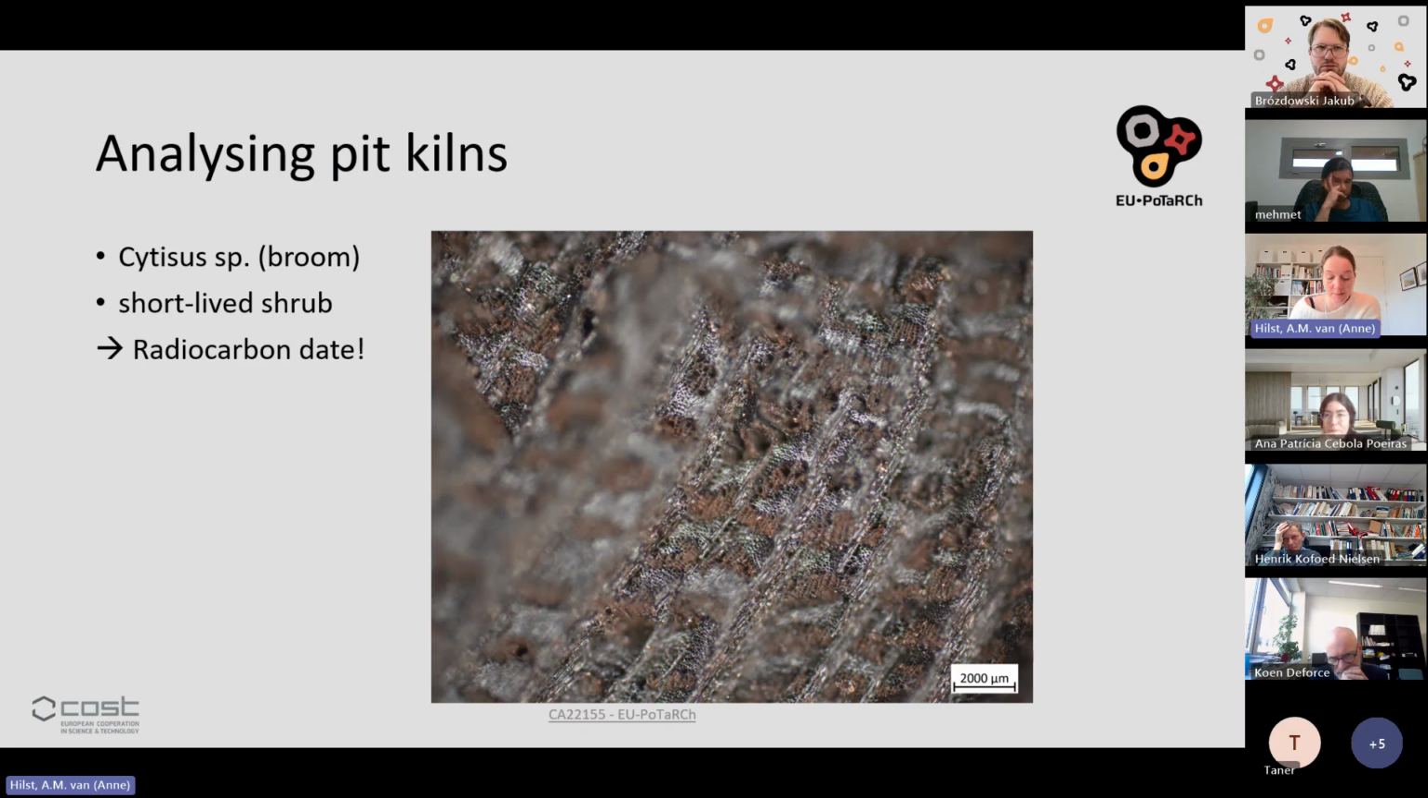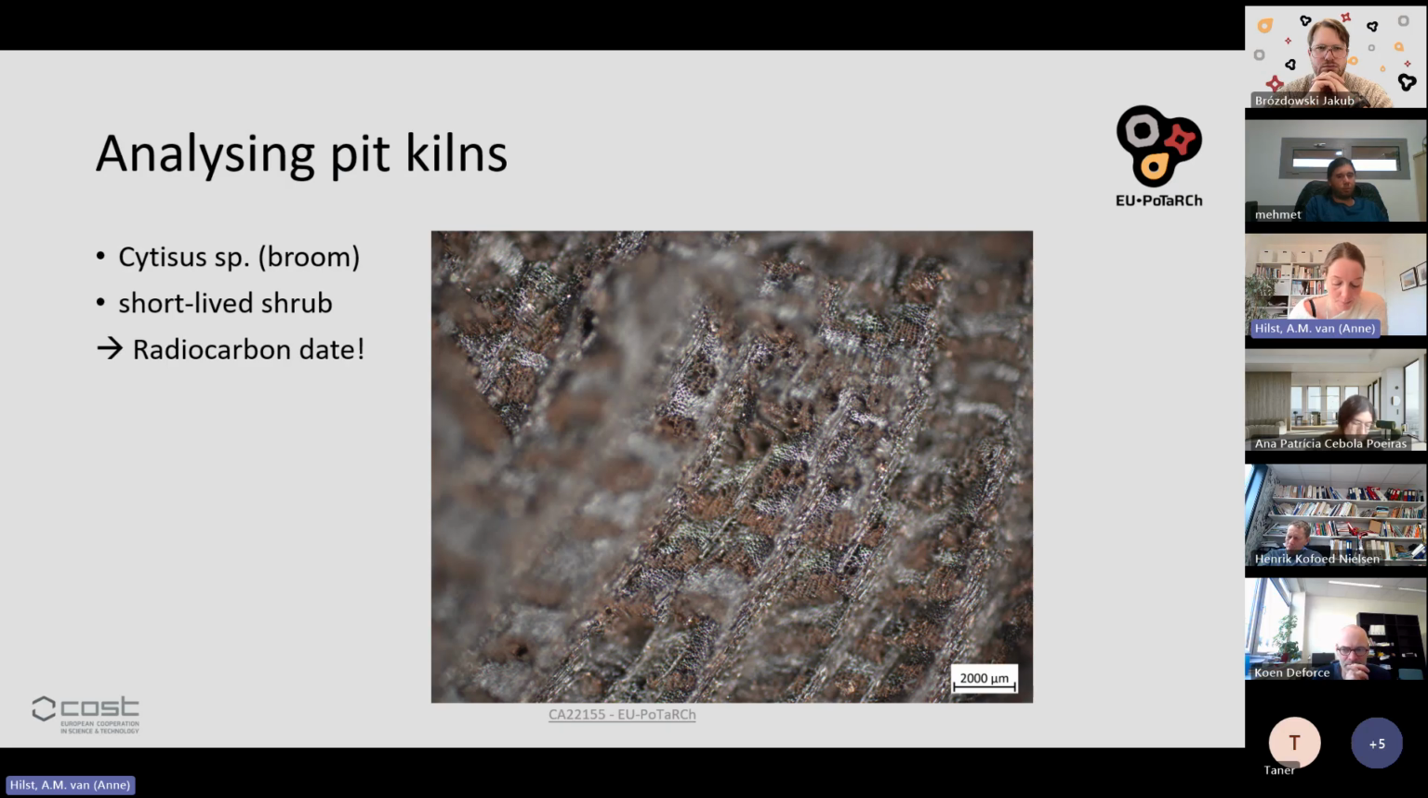The pore pattern and the ray width are very different than oak. It's maybe a little bit hard to see, and I think under the microscope it shows much more clearly than on the photo. But yeah, broom is a short-lived scrub, which makes it ideal for radiocarbon dating because the risk of the old wood effect is almost non-existent.